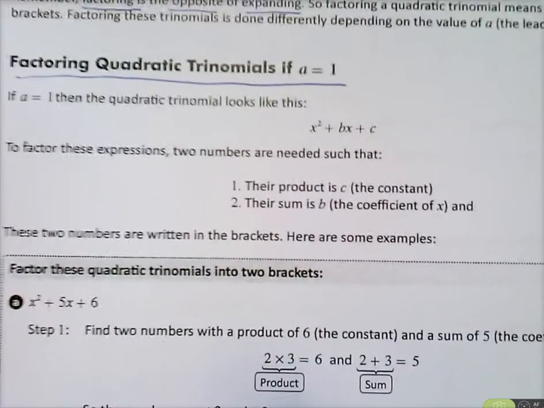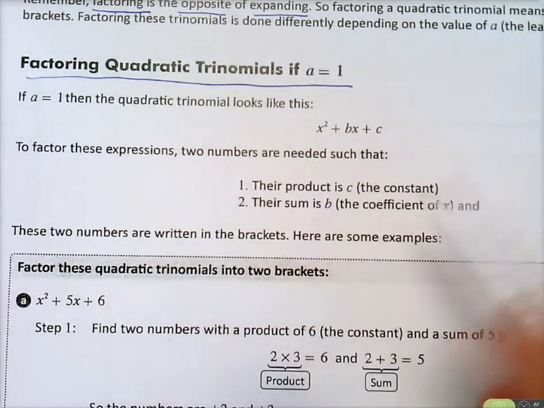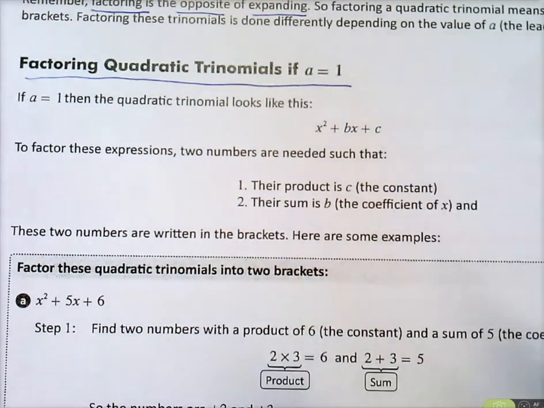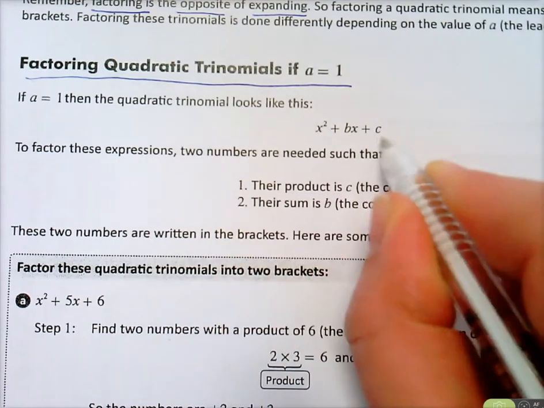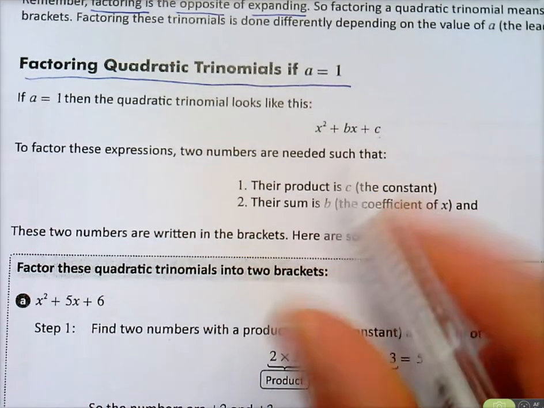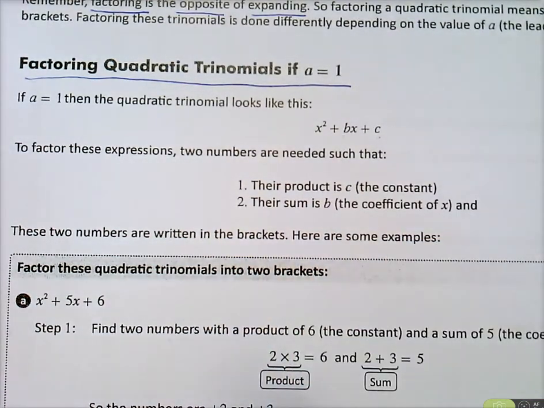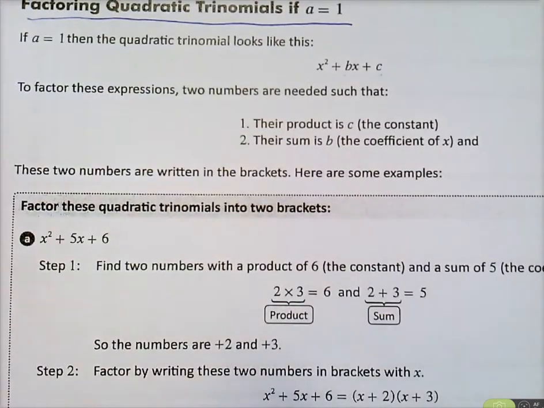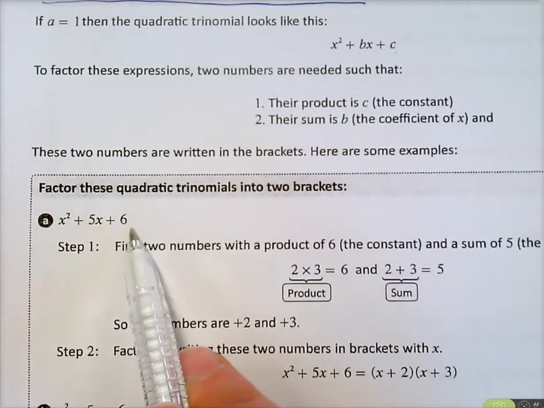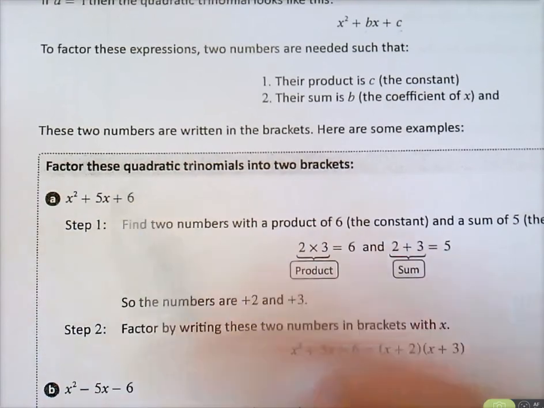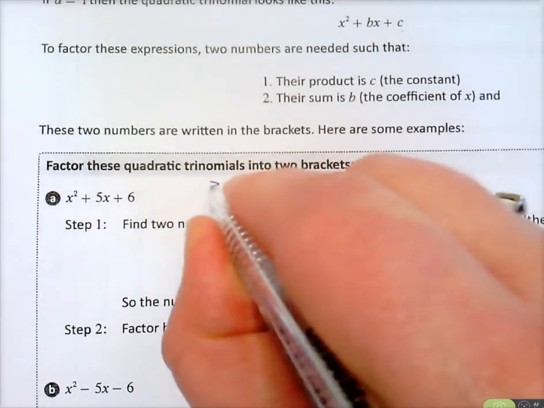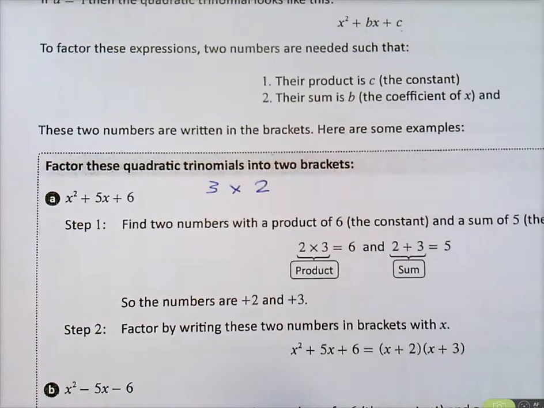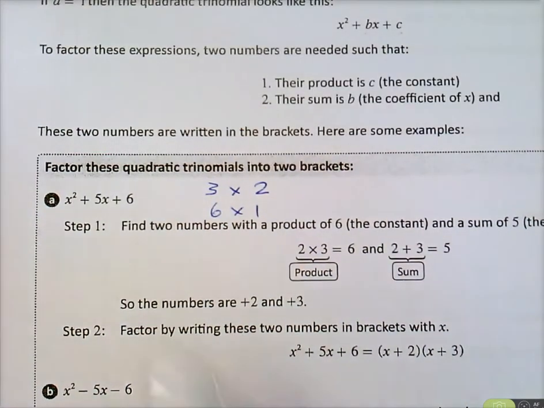Now, what we need to do is find 2 numbers that multiply to give c, the constant, but add up to give b, the coefficient of the x. So I always look at my constant term first. I need 2 numbers, for example in this one, that multiply to give 6. You've got some possibilities: 3 times 2, actually you've got more, 6 times 1.